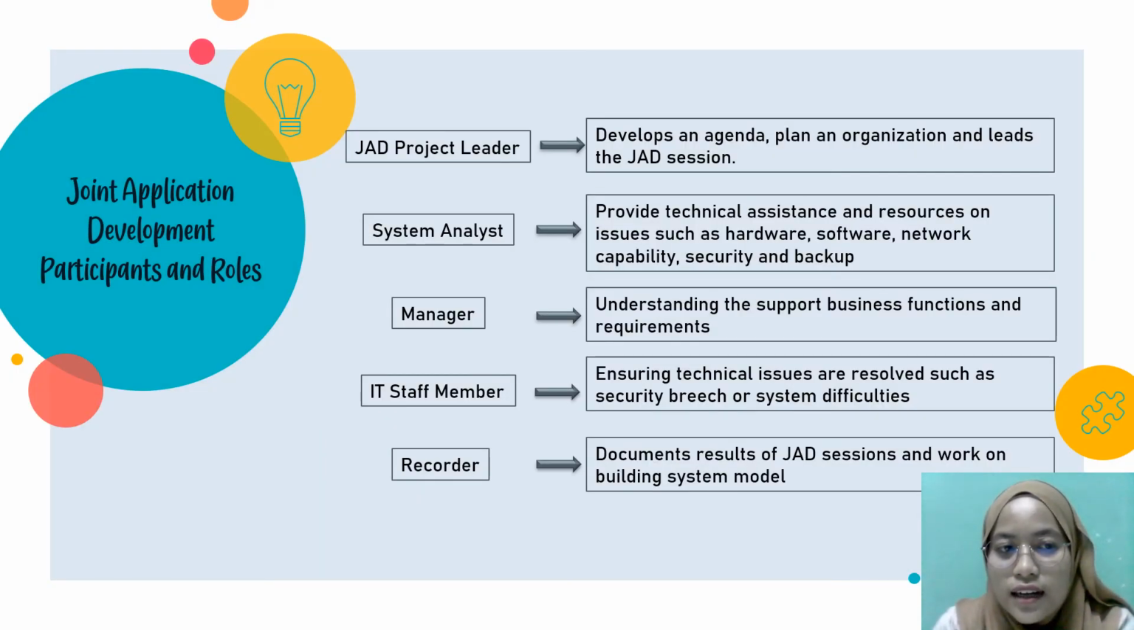Next, joint application development participants and roles. As we can see, we have five roles in this delivery system. We have the JAD project leader. The role is to develop an agenda, plan and organize, and lead the JAD session.